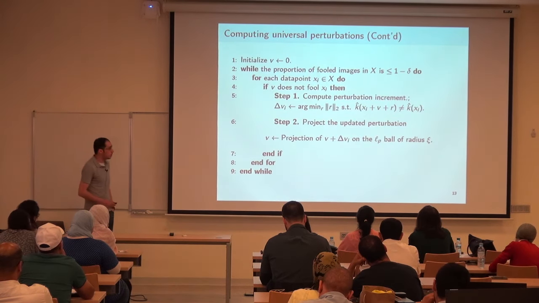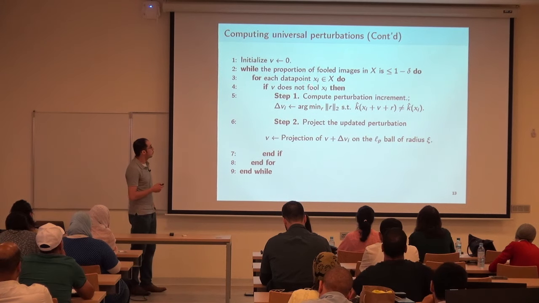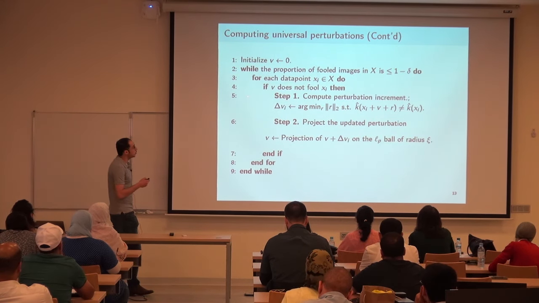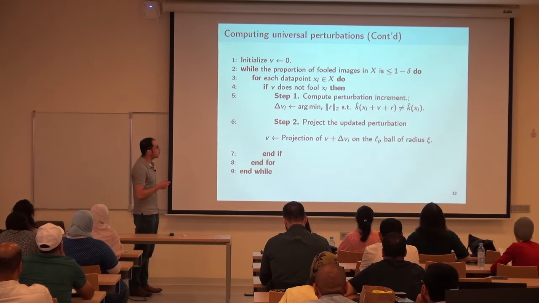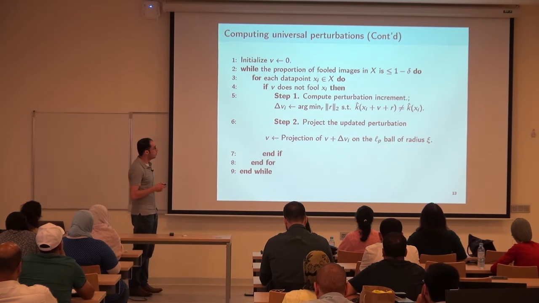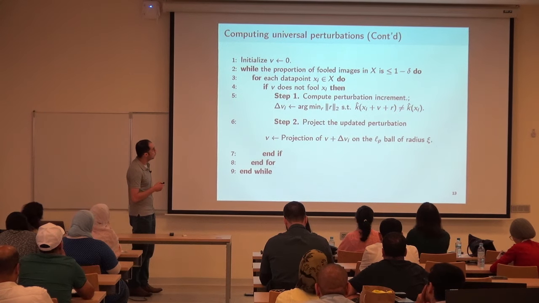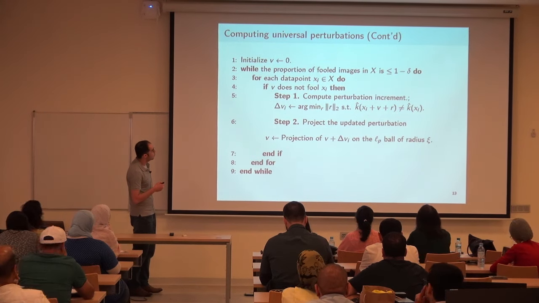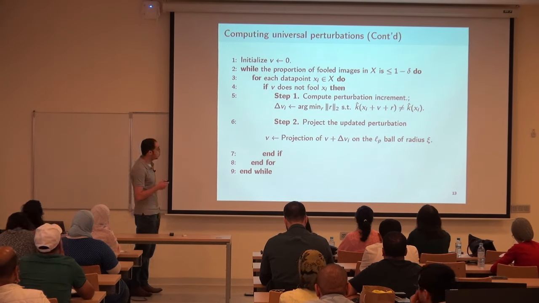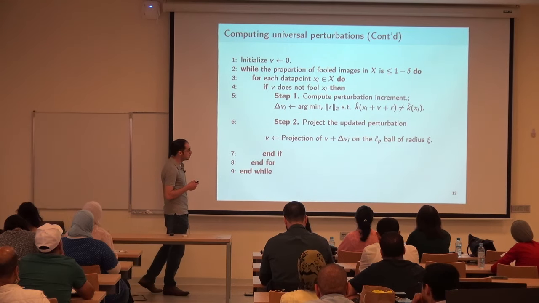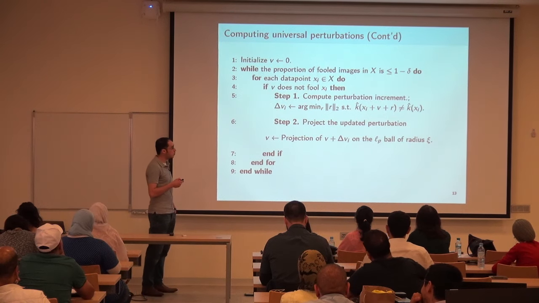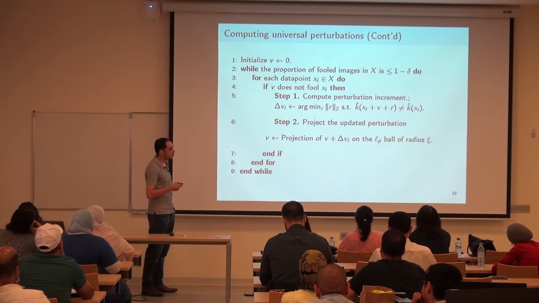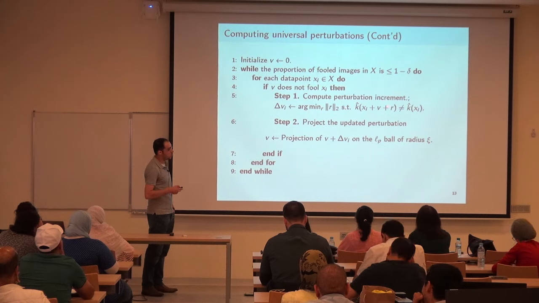So if you write this in pseudocode, this is basically what you get. You're going to loop on all the data points, okay? V is your universal perturbation, and you check whether V fools the data point xi. If it does not, then I compute this perturbation increment that I was talking about, delta V, in such a way as to cause data misclassification.